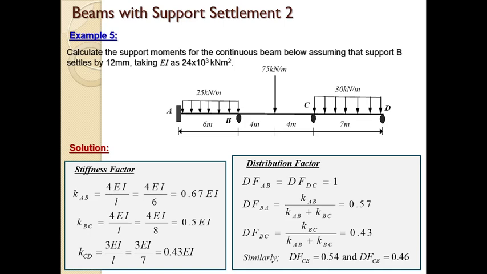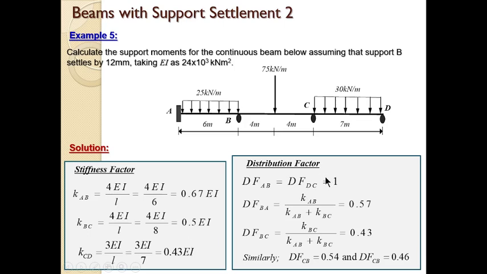So let's go ahead and solve this, and I can tell you it is very simple, just like what we have been doing before. Just one little addition. As usual, we calculate the stiffness factor. Beam AB is fixed at A, continuous at B, so it's considered to be fixed. That's why the stiffness factor is 4EI over L, which gives us this. Beam BC is continuous at both ends, so it's considered to be fixed. So it is 4EI over L. That gives us this. But beam CD is continuous at the near end and simply supported at the far end. So it is 3EI over L, which gives us this.